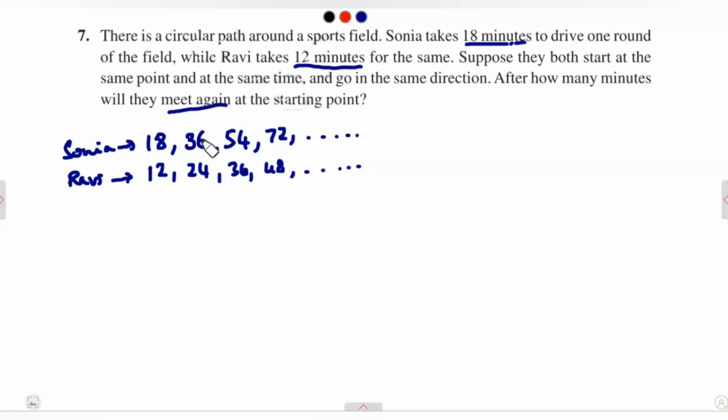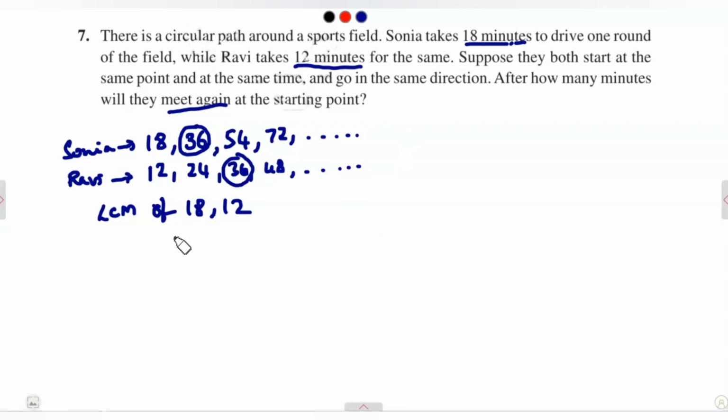That happens when they have the same multiple, the very first multiple. They both meet again at the first coming multiple of both 18 and 12. So that means we should find the least common multiple. We should find the LCM of 18 and 12. Already we got the answer, that is 36. After 36 minutes they'll meet again.